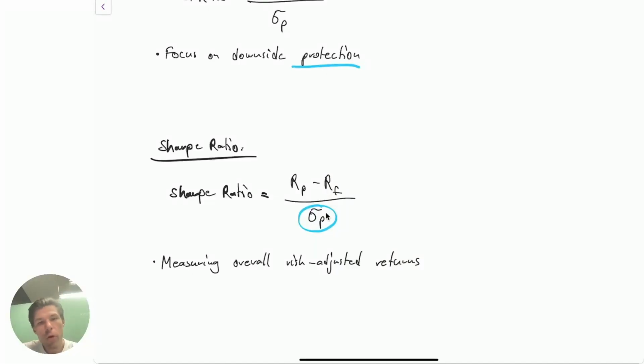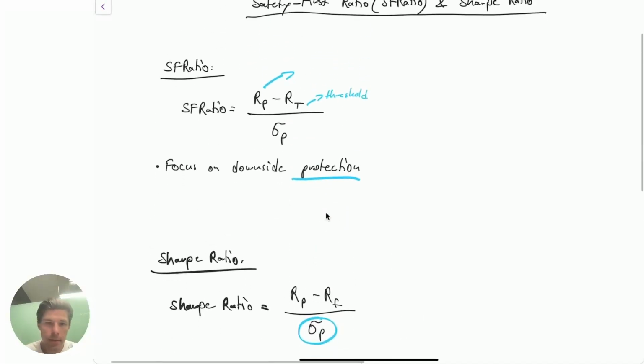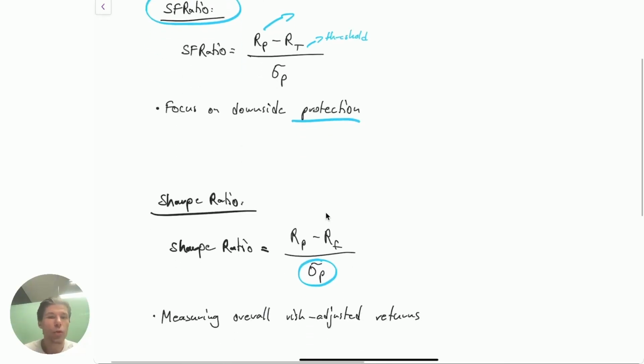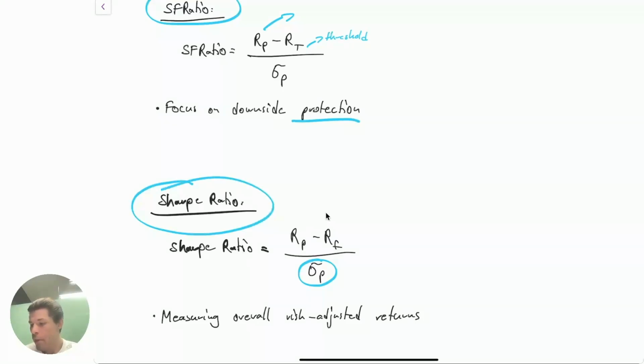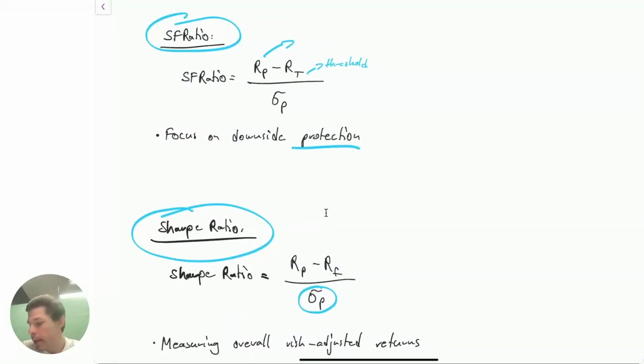In general, if your primary concern is avoiding a shortfall below a required return, use the SF ratio. If you want to maximize returns for a given level of risk, use the Sharpe ratio. Usually for both ratios, the higher the better, because return over risk is larger, which is preferred. So let's do an example.